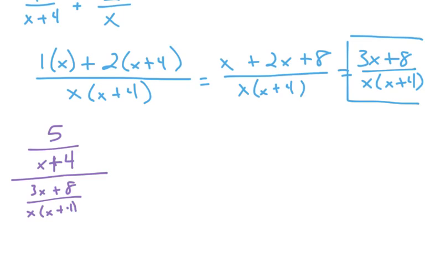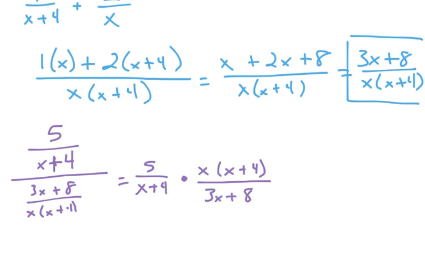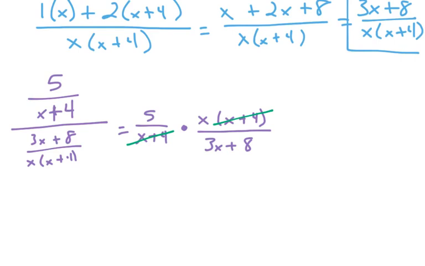So what we're going to do is rewrite this. We've got 5 over x plus 4 times the reciprocal of the denominator. So x times x plus 4 goes on top, and then on the bottom is going to be 3x plus 8. Now, when we're multiplying here, there's nothing really to combine. We can make it 5x times x plus 4, but I'm just going to think about removing common factors out of both the numerator and the denominator. The x plus 4 on top cancels out with the x plus 4 on the bottom. So what are we left with? Well, on the top I've got 5x.